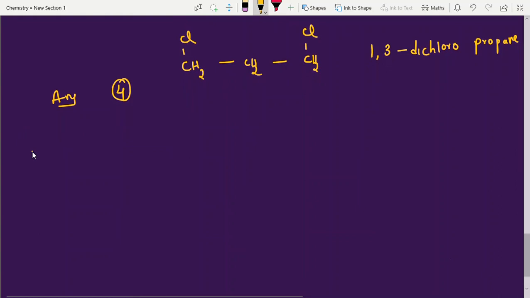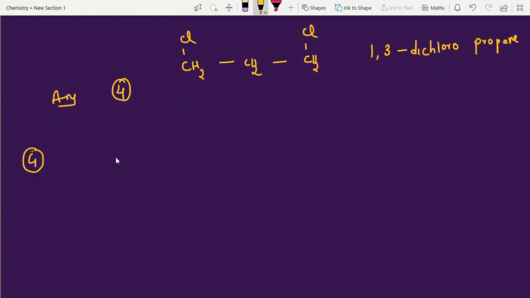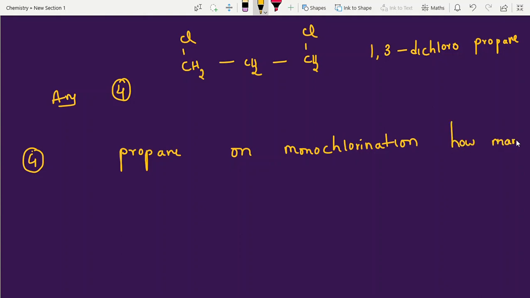Next question. Question number 4. Propane on monochlorination. How many products possible? That's it.